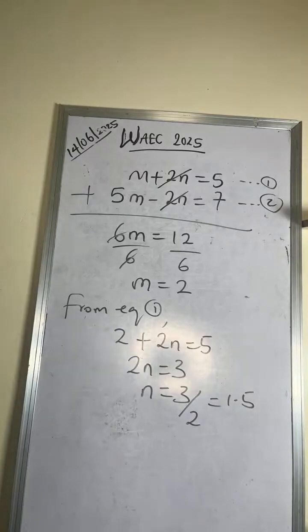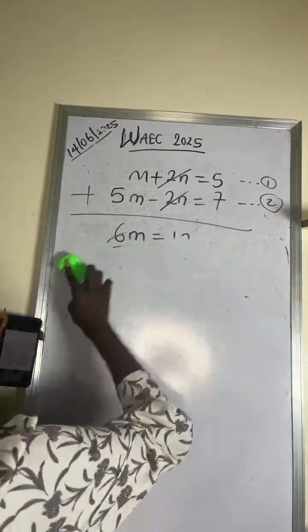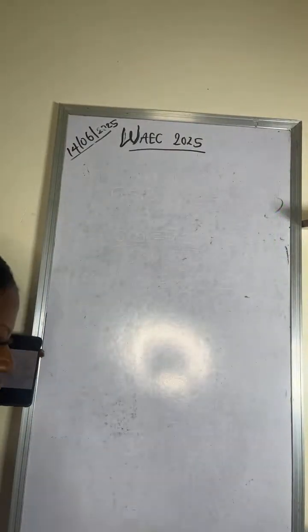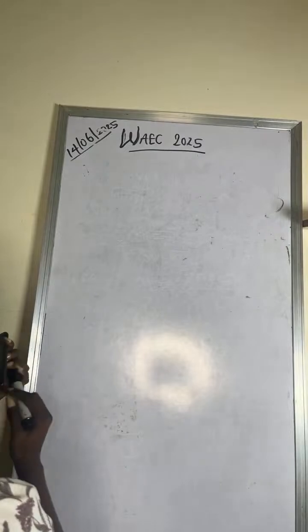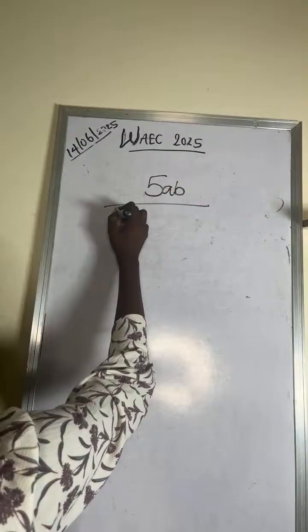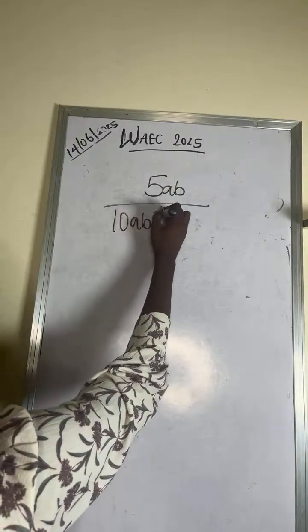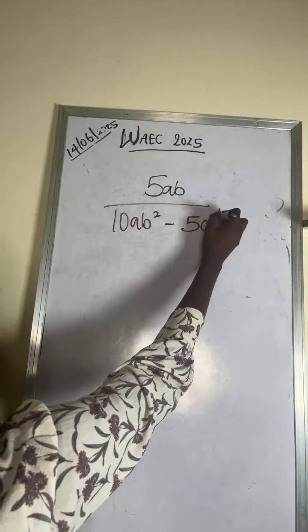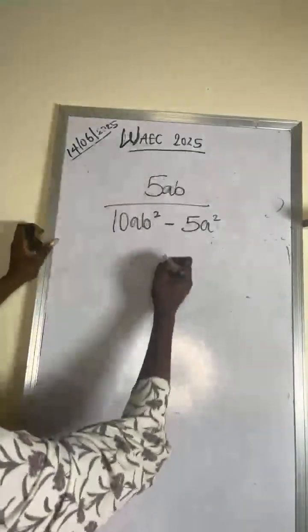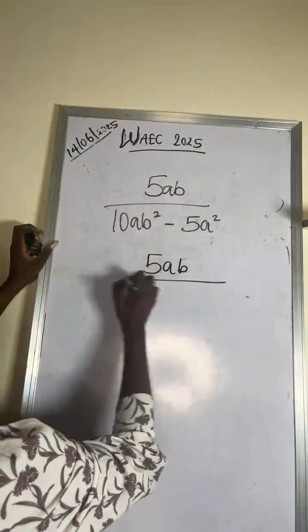Okay, let's see this one. I don't know. Let's see. I'm seeing one interesting one. We've done this before. This is factorization. This board, please do not fall. So we're asked to simplify 5ab all over 10ab squared minus 5a squared. I'm sure somebody can get that immediately for us. So you have the numerator and then the denominator.